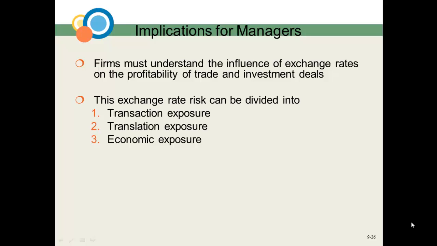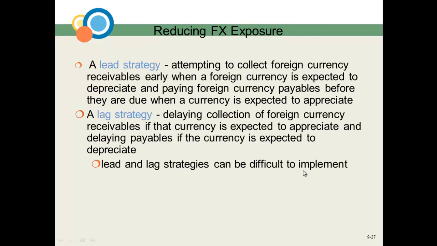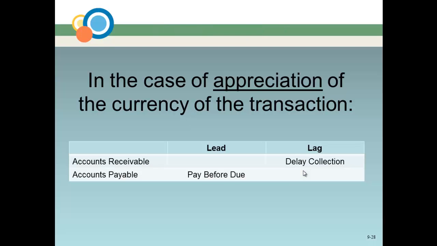Now, the management of all three of these types of risks can have a significant impact on the decisions made by the business unit. And when firms are confronted with transaction and translation risks, management may decide to purchase currencies on a forward contract or arrange currency swaps or manipulate how their payables and receivables are paid to take advantage of predicted currency value fluctuations. These two types of manipulation are called lead and lag strategies.